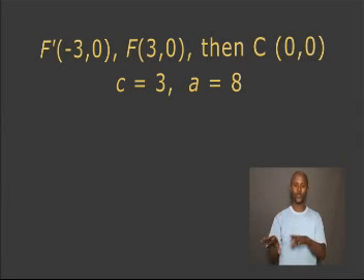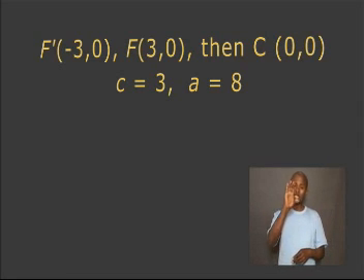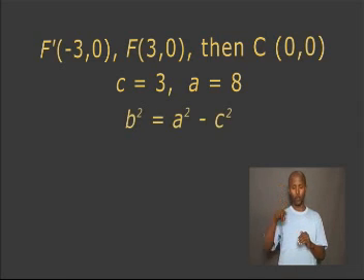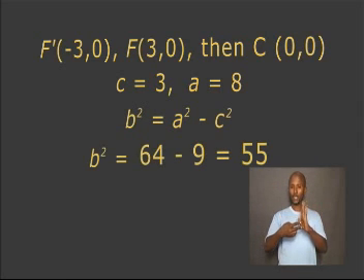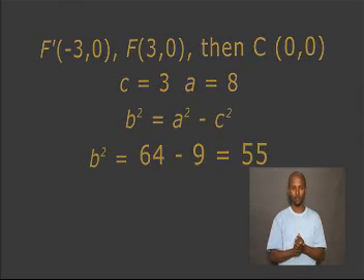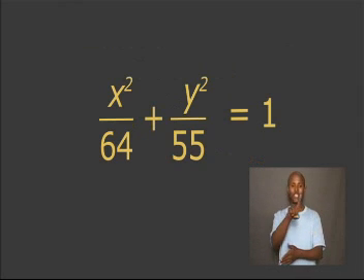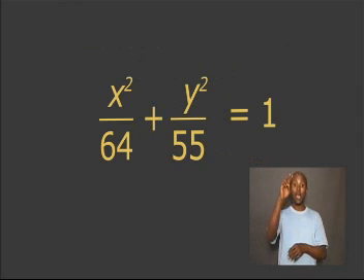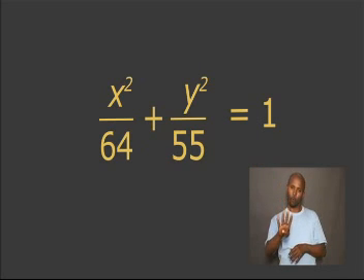Hello, students. If these are the coordinates of the foci, then c must equal 3. By using Pythagoras' theorem, we get b squared equals a squared minus c squared. This means that b squared equals 64 minus 9, which equals 55. Therefore, the equation of the ellipse is x squared over 64 plus y squared over 55 equals 1.